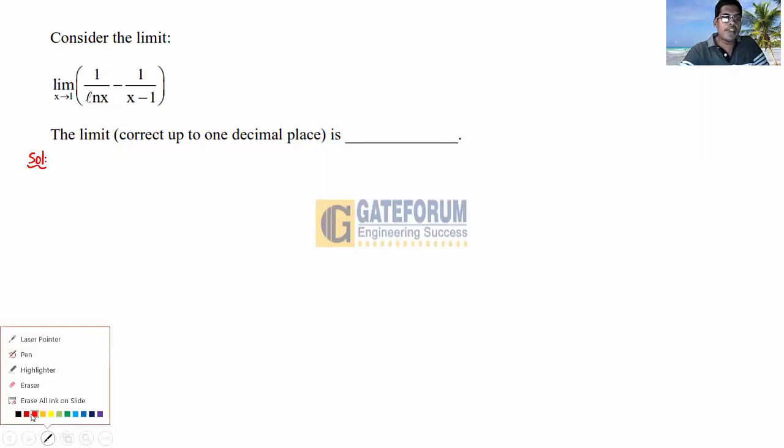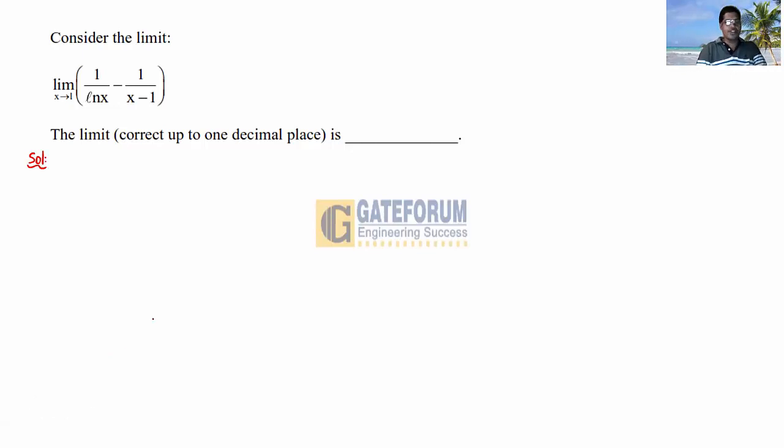So usually limits are evaluated by standard limits, that is formulas, or by the procedure of indeterminate forms, or direct substitution method, or rationalizing factor, etc. So this can be written as limit x extends to 1. So this usually becomes log 1 is 0, so 1 by 0 is infinity. Here 1 by 1 minus 1 is 1 by 0, infinity. This is an indeterminate form, infinity minus infinity form.